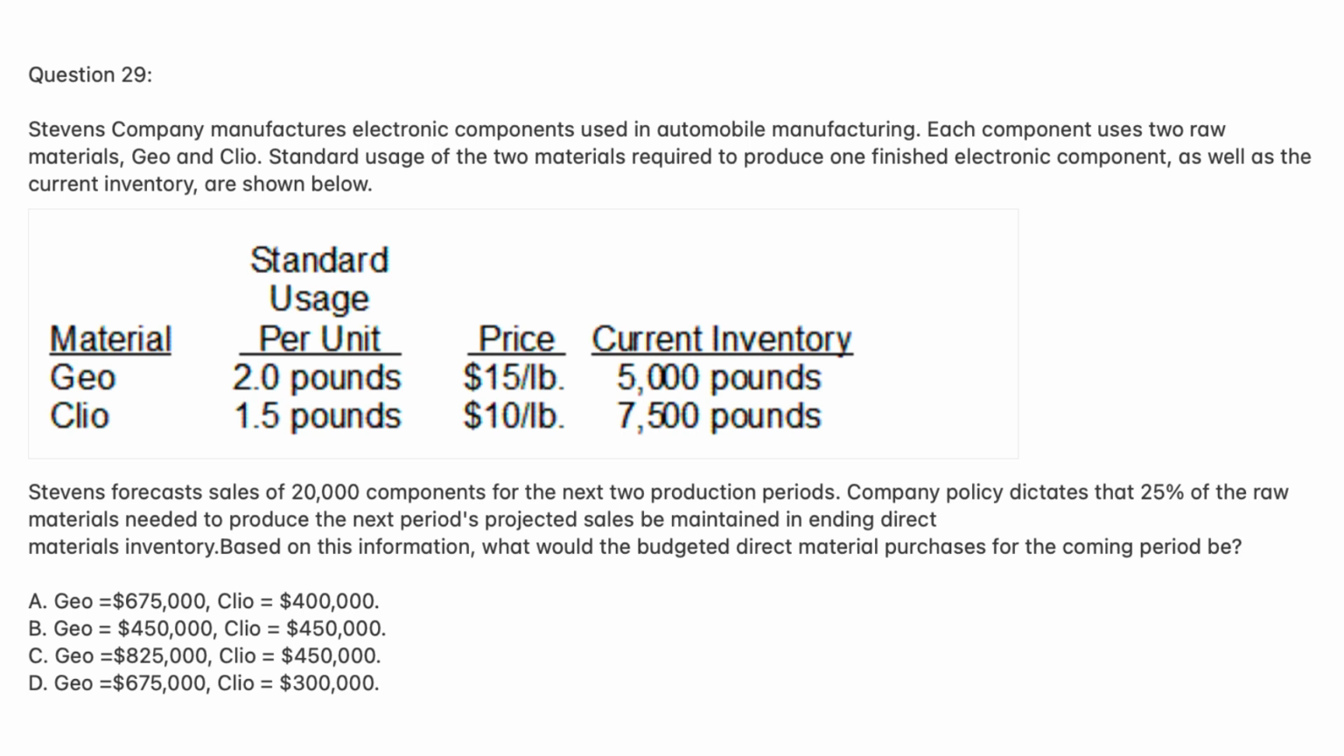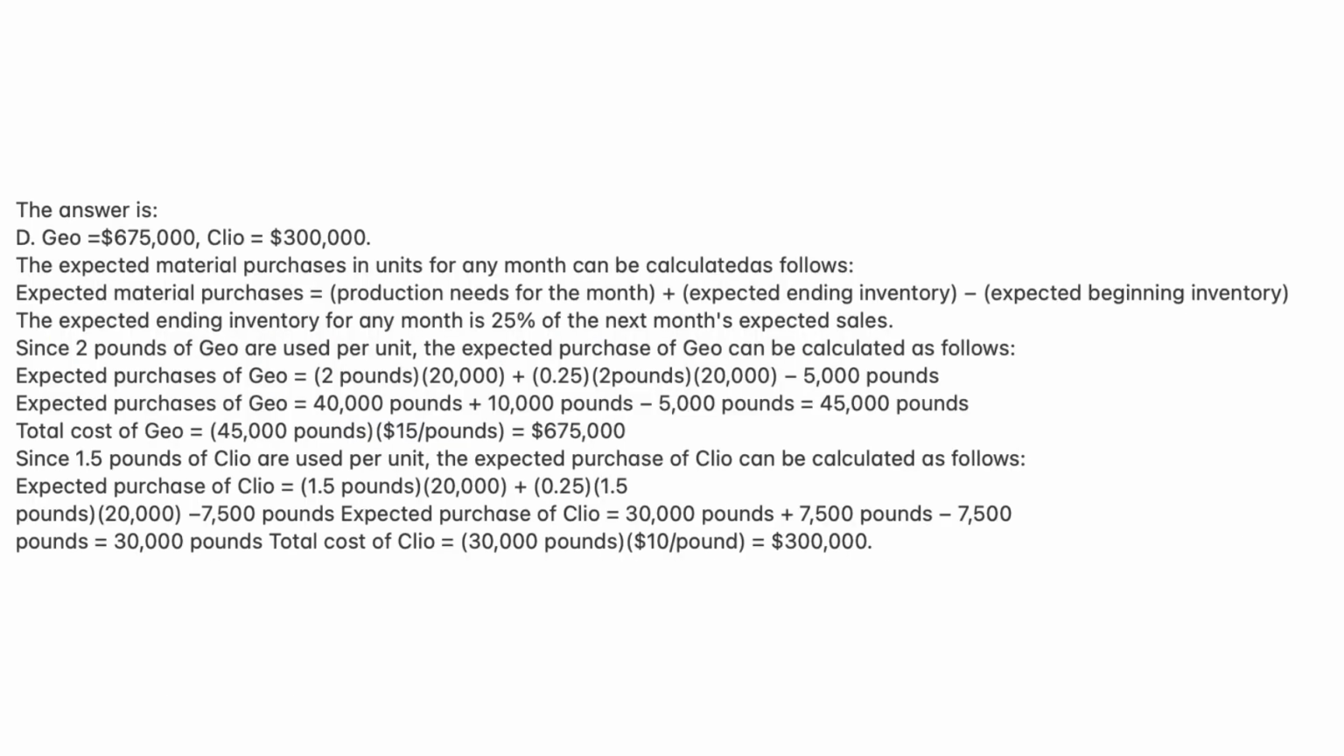A. Geo equals $675,000, Clio equals $400,000. B. Geo equals $450,000, Clio equals $450,000. C. Geo equals $825,000, Clio equals $450,000. D. Geo equals $675,000, Clio equals $300,000. The answer is D. Geo equals $675,000, Clio equals $300,000.